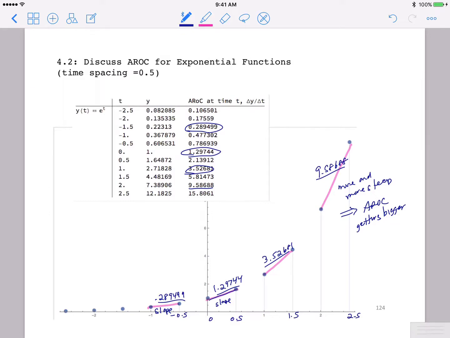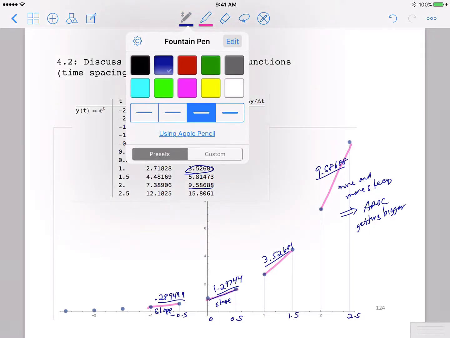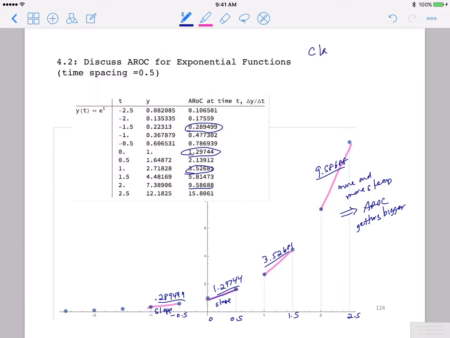The pattern to be seen is that my claim, and we'll explore this as the video progresses, is that the average rate of change of the exponential function is not constant. But if you take the average rate of change and then divide by the exponential function, my claim is that this answer will be a constant. Okay? That's an interesting idea.